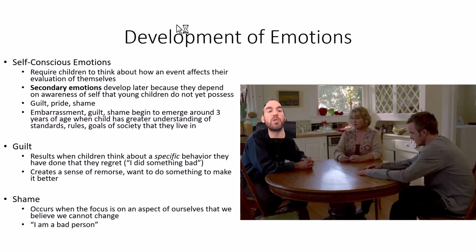Guilt results when children think about a specific behavior they have done that they regret, such as, "I did something bad." This creates a sense of remorse and a want to do something to make it better. While shame, even though these constructs are very close together and it can be difficult to tease them apart at times, we're going to operationally define as occurring when the focus is on the aspect of ourselves that we believe we cannot change. That is, "I am a bad person."